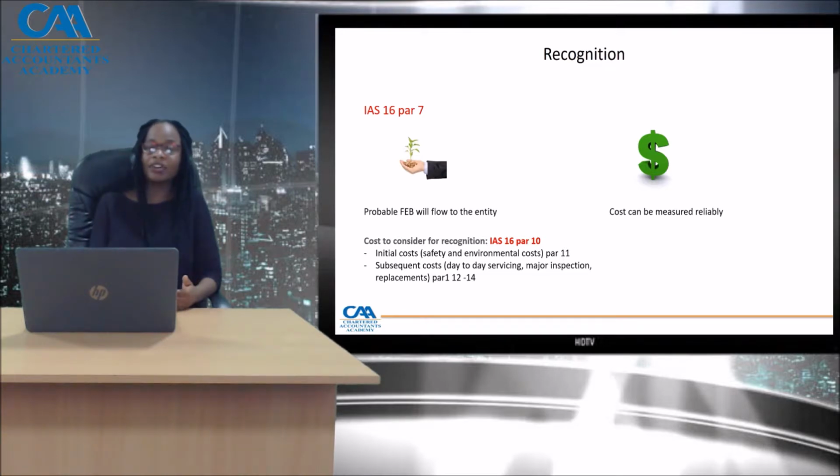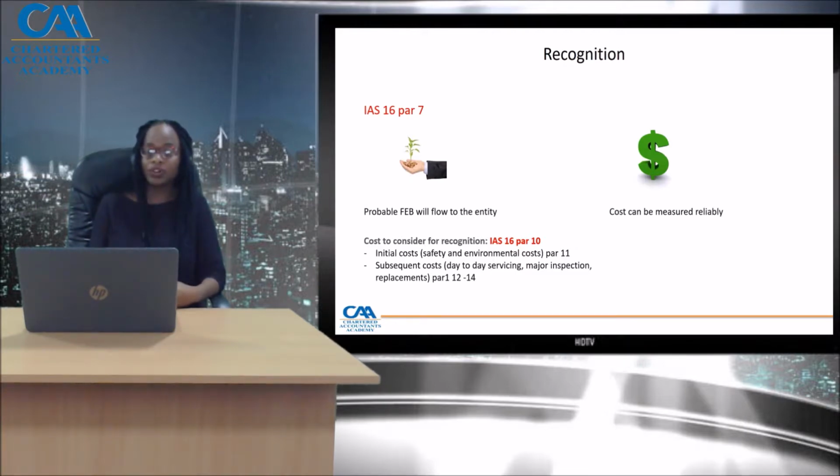So maybe you have a warehouse and it has to be fitted with some smoke screening device to make sure that you don't pollute the air. The screening device will not really bring any direct future economic benefits to the entity. However, for you to actually obtain future economic benefits from the factory, you need to have installed the smoke screen. So such costs, despite the fact that you actually can't prove that the future economic benefits are flowing to the entity, have to be capitalized. So that's it for initial costs.